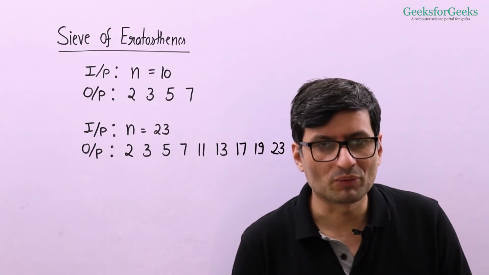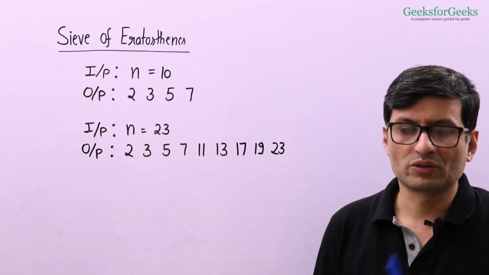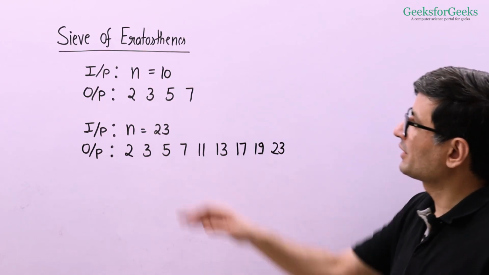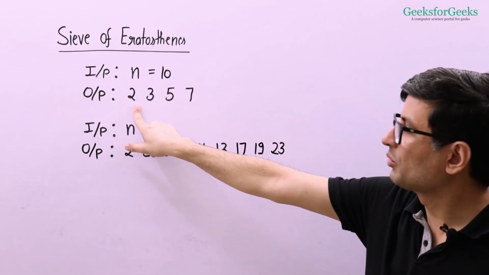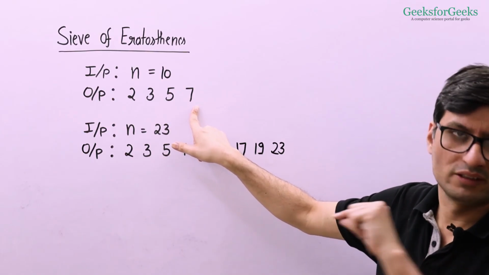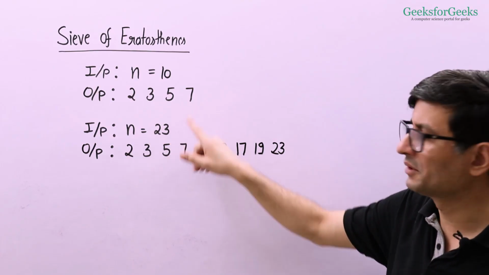Let us talk about this problem. We are given a number n. We need to find all the prime numbers that are smaller than or equal to n. For example, if n is 10, the prime numbers smaller than or equal to 10 are 2, 3, 5, 7. These are the numbers that are divisible only by themselves and 1, right? There is no other number that divides these numbers.